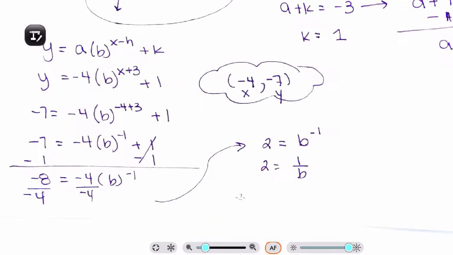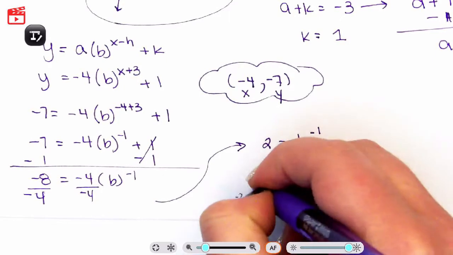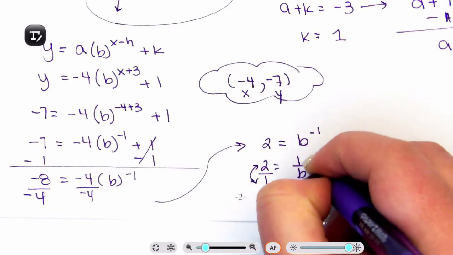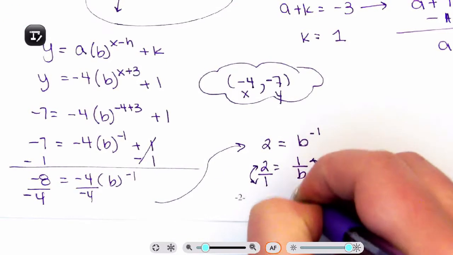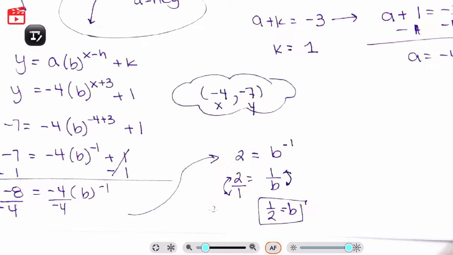So this is what I have. So what we're going to do is we're going to create 2 fractions, flip both fractions. So b is equal to 1/2. And again, that makes sense because we have a decaying function. We have a decreasing function.